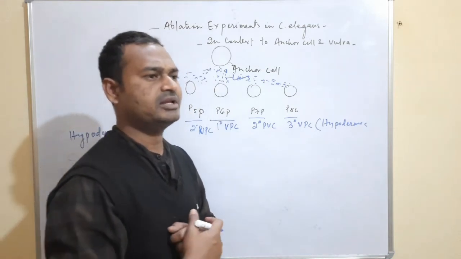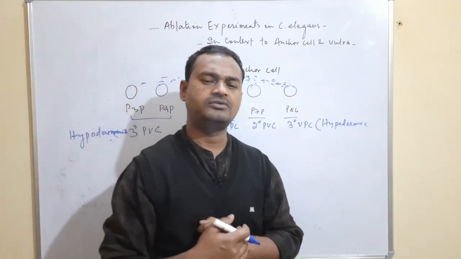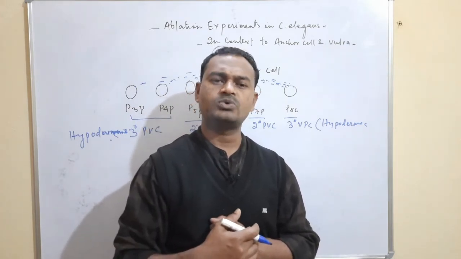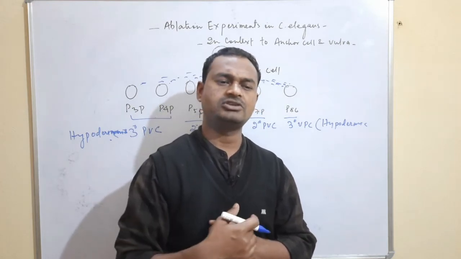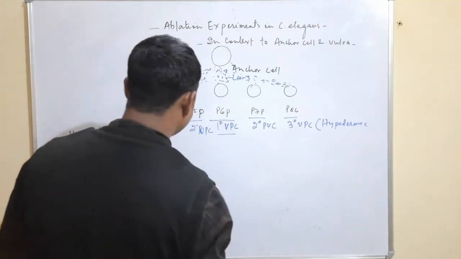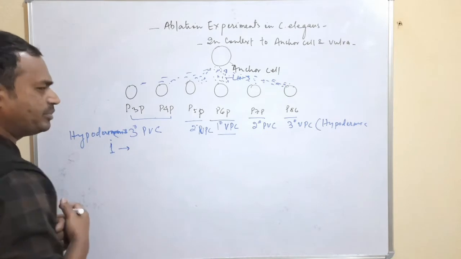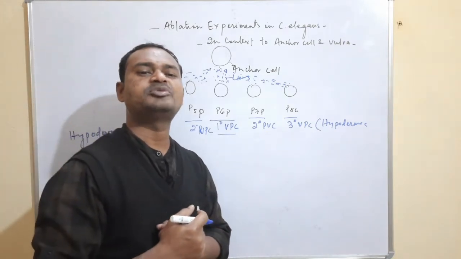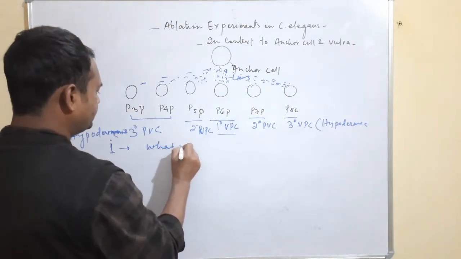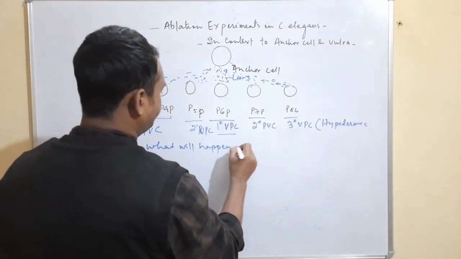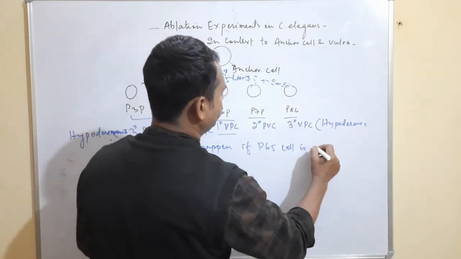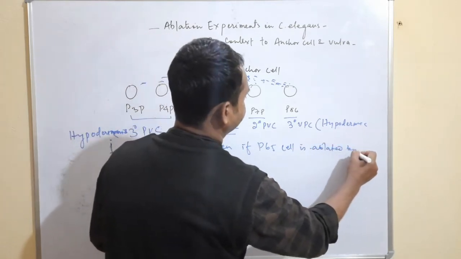In this lecture, we will try to explain what could be the fate of the cells, or the fate of the structure, after the ablation of particular cells. Let us start with the P6P. The first experiment is: what will happen if the P6P cell is ablated by laser?